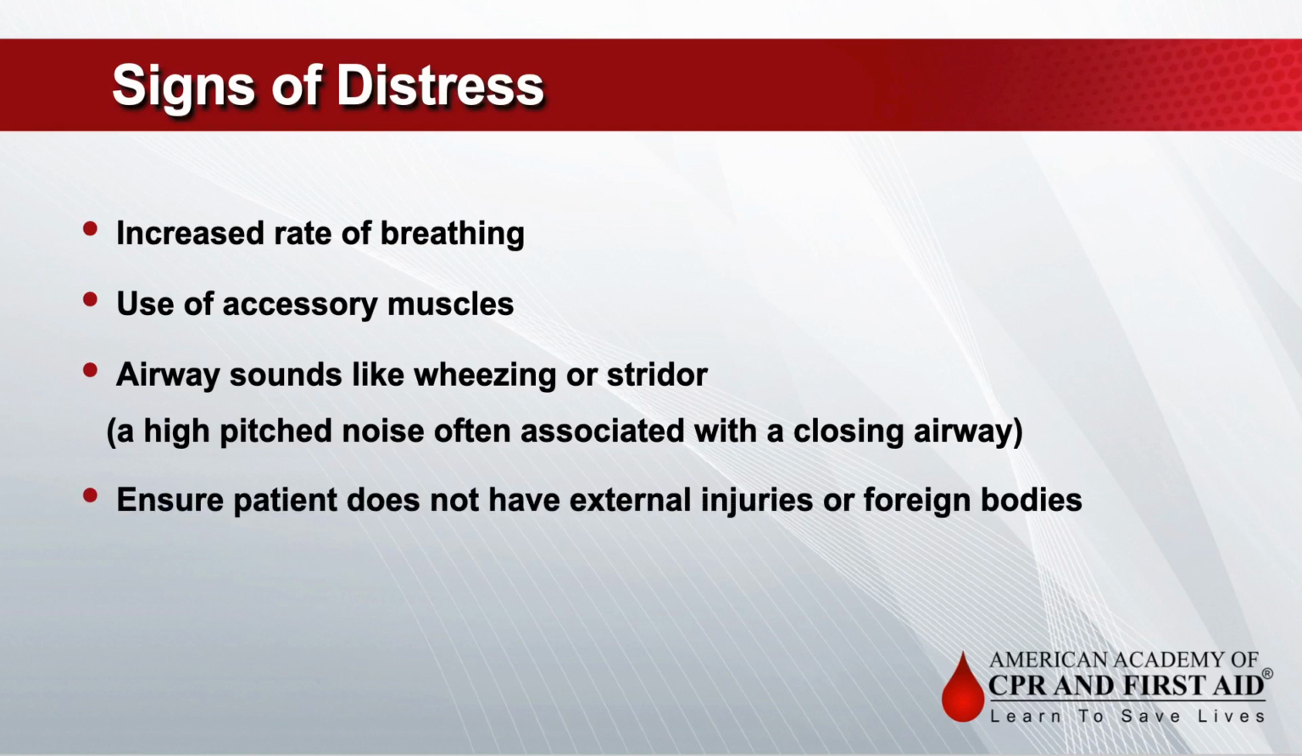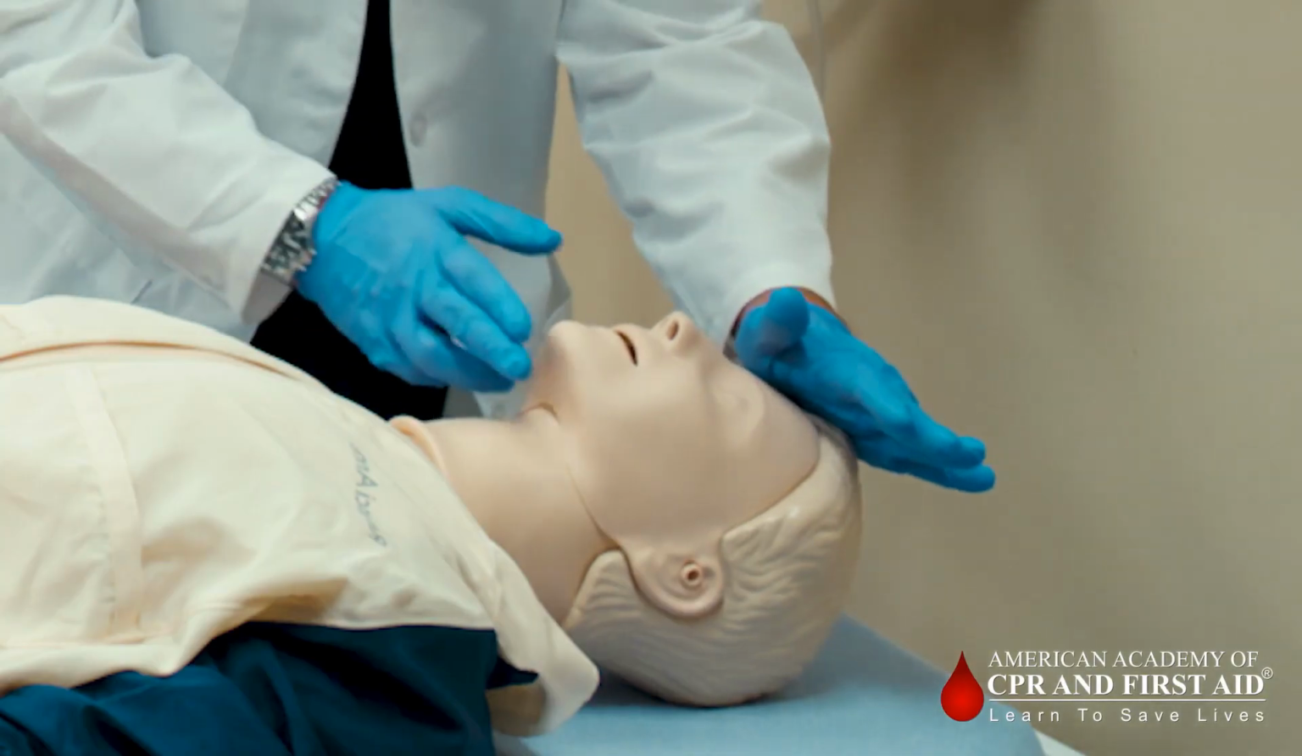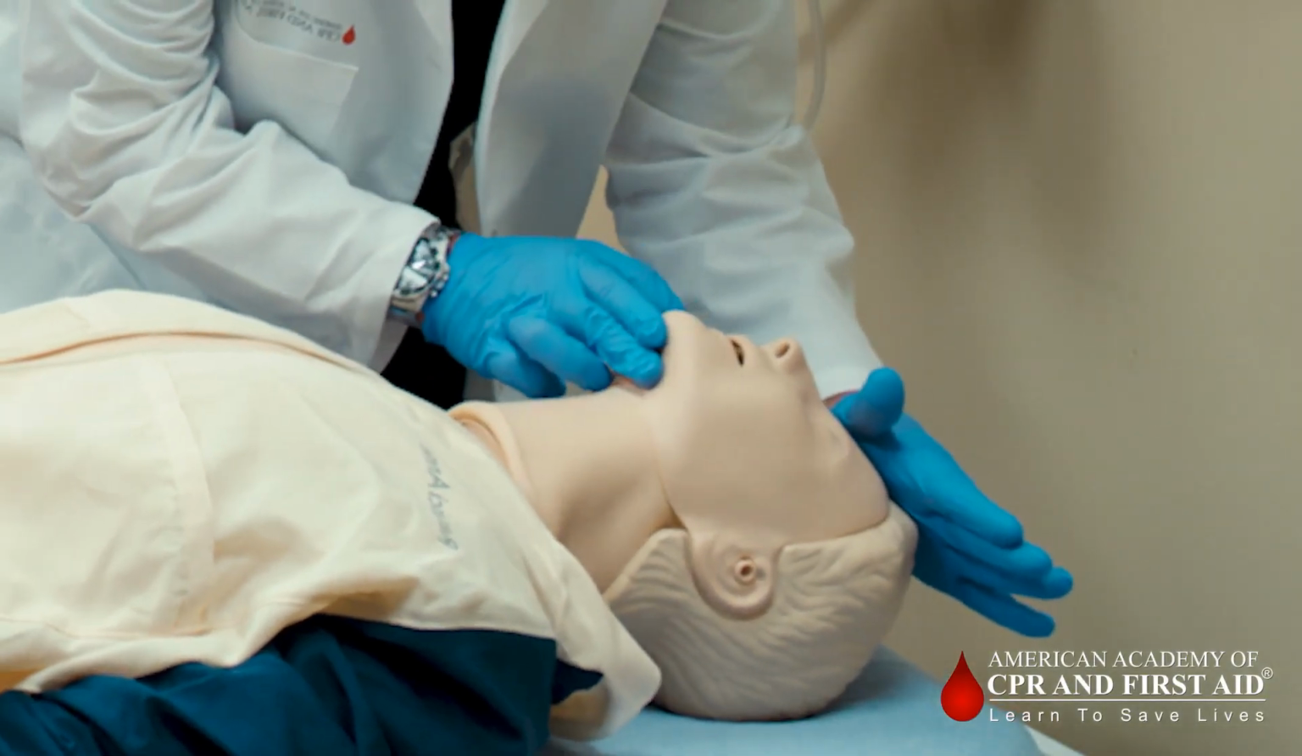Check to ensure the patient does not have any external injuries or foreign bodies. This includes looking for increased secretions or substances like vomit, which may inhibit the airway. Unconscious patients may not be able to protect their airway, meaning their tongue may fall into the back of their throat, obstructing it. Perform the head tilt chin lift maneuver to manually open the airway.